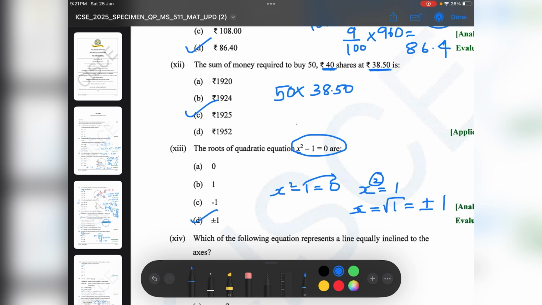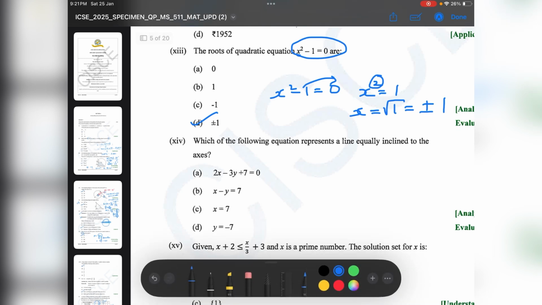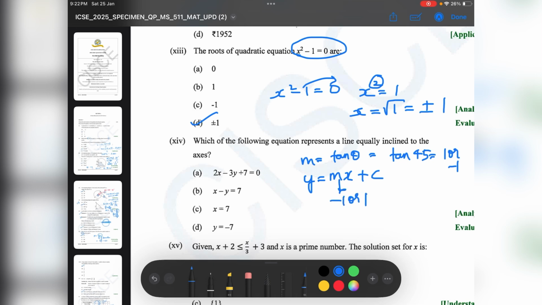Okay. Now next. Very interesting: equally inclined to the axis. Now when they are talking about inclination, they are talking about the gradient or the slope. So you should know m is equal to tan theta. When it is equally inclined, it will be tan 45 or tan 135, so it's actually 1 or minus 1. According to the chapter, y is equal to mx plus c, so m should be minus 1 or 1. Here which equation has 1 along with x? It is this part. So option B is the correct one, student.